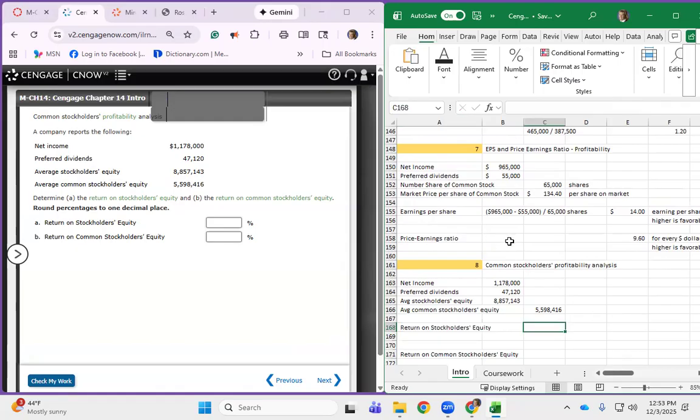All right, I'm going to go back and fix something real quick. I forgot to put how much I used to get my price earnings ratio. So let me do that.